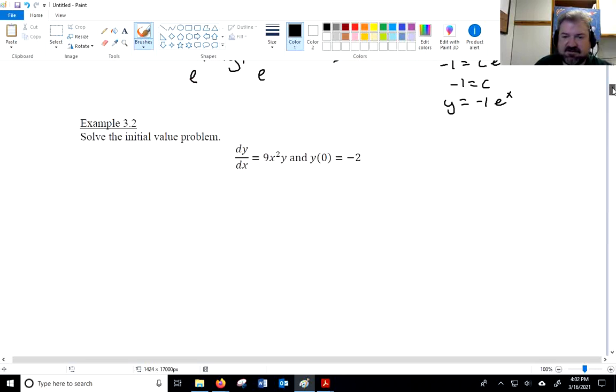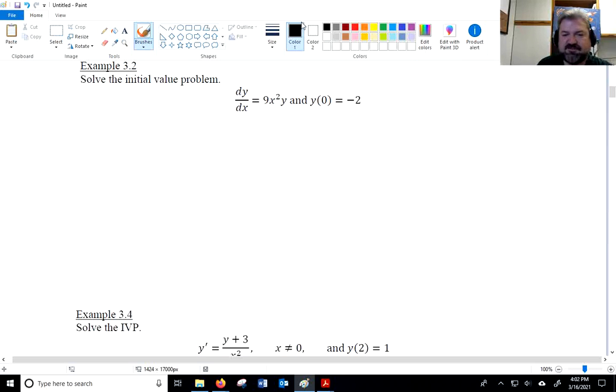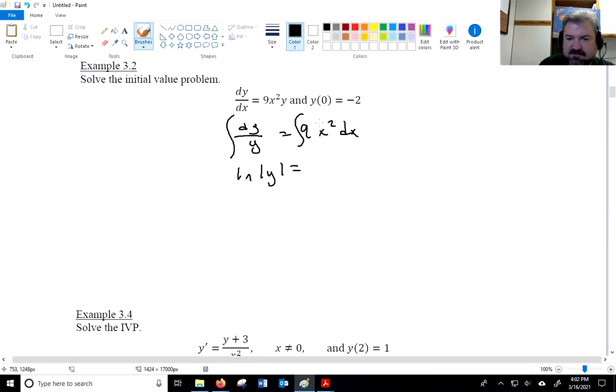All right, let's take a look at another one. Let's solve this initial value problem. All right, I'll divide both sides by y, and I'll multiply both sides by dx. And then we'll integrate. This gives me the natural log of the absolute value of y is equal to 9x cubed over 3, which is 3x cubed plus c.